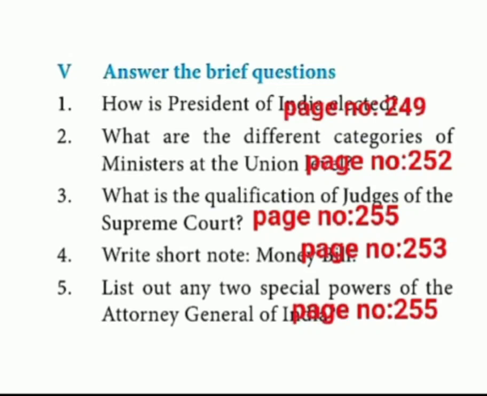I think I made you to mark everything. List out, 5-5 answers whether we marked or not. Page number 255. What is the question? List out any two special powers of the Attorney General of India. Sorry, 5-6 like that I told. Now that is the 5-5 answer. Okay, yes, 5-5 answer.